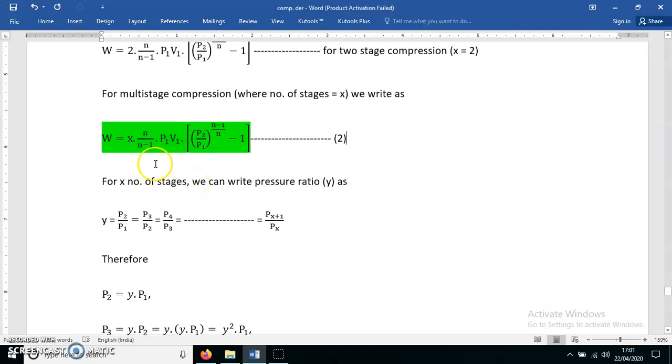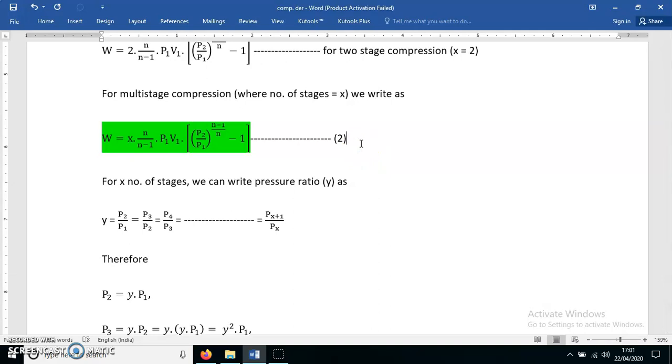For example, if 3 stages are there, I am going to put the value of x as 3 and this is the work required for a first stage compressor. So this is the end of the expression for work required for a multi-stage compressor.